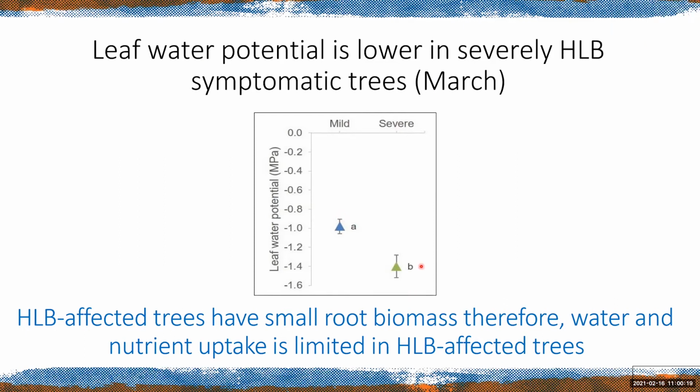So that is very interesting, because we saw abscisic acid related genes being expressed more in February, 2 or 3 months before the pre-harvest drop. And the leaf water potential, or the water deficit, is also a little bit early, not at the time when you see the drop. Then we do know that HLB affected trees have smaller root biomass, so water and nutrient uptake is limited in these trees.